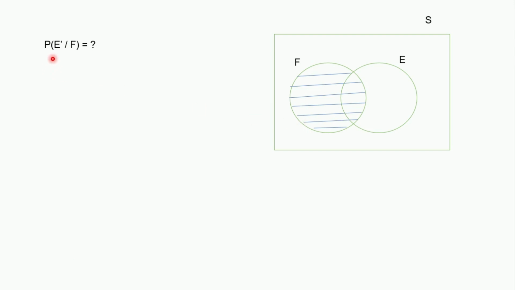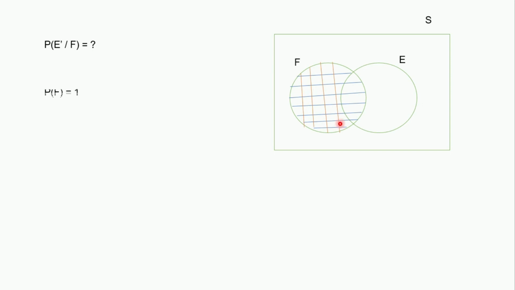Now they are saying the probability that event E is not happening given that F has already happened. So probability of event E happening given that F has already happened is this one. So probability that E is not happening given that F already happened becomes this part. This entire part is what we wanted. That is the red lined part.